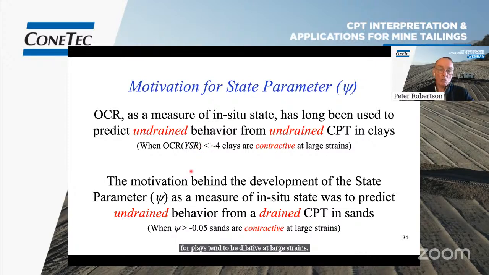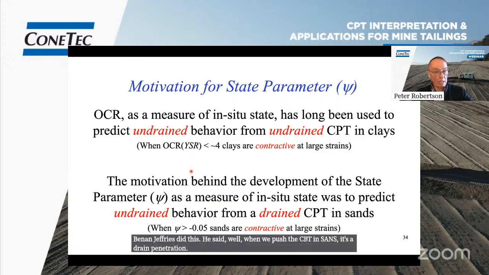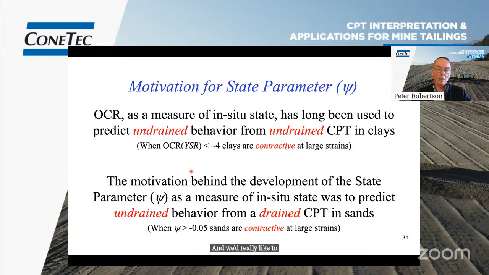Now, the motivation behind developing the state parameter as a measure of in situ state was to predict the undrained behavior from drained CPT. So that was the reason Been and Jefferies did this. They said, well, when we push the CPT in sands, it's a drained penetration, and we'd really like to predict the undrained behavior. Of course, historically, people did that with relative density.